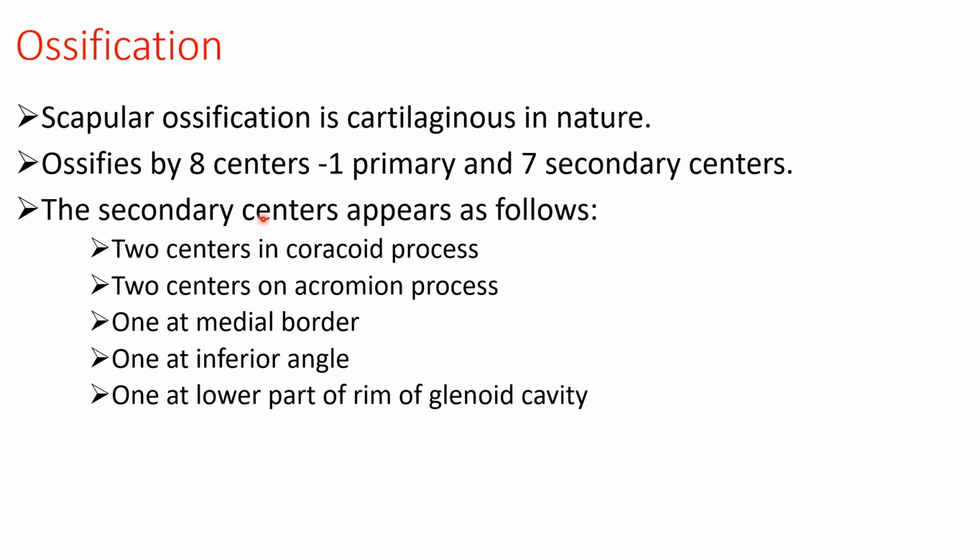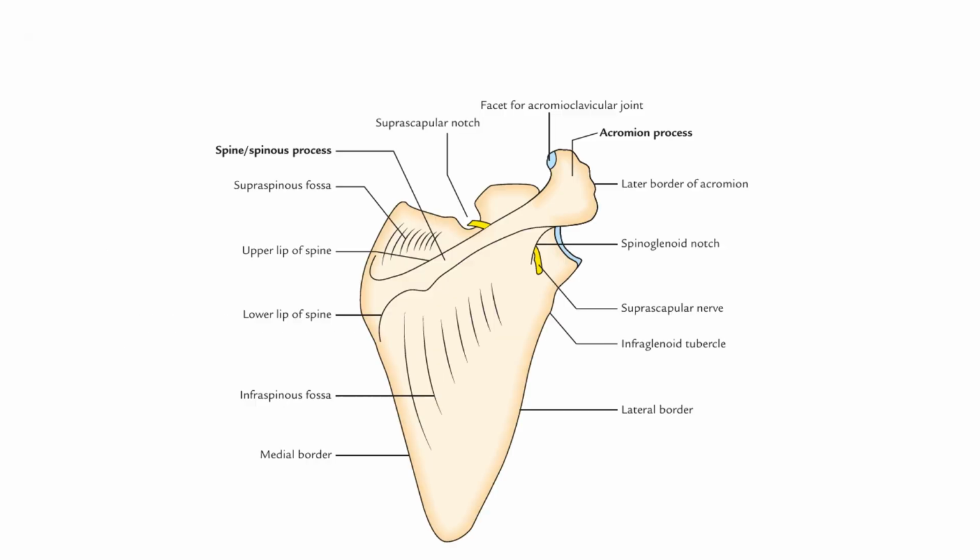Now the secondary centers will appear as follows. We have 2 centers in the coracoid process, 2 in the acromion process, then 1 at the medial border, 1 at the inferior angle, and 1 at the lower part of the rim of the glenoid cavity. So those are the ossification centers of the scapula. 1 primary, then 7 are secondary.